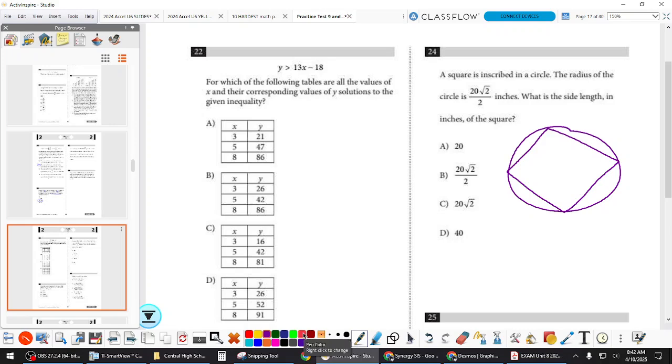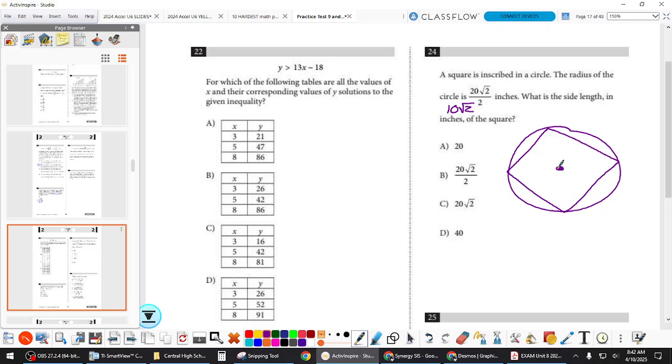All right, there's the picture for this one. Inscribed, remember, just means it's drawn inside. It says the radius is 20 root 2 over 2. Can you tell me why they didn't write this in a simplified form? How could we rewrite it? 10 root 2. Okay? Why not just do it that way?